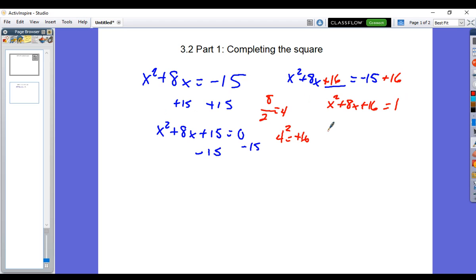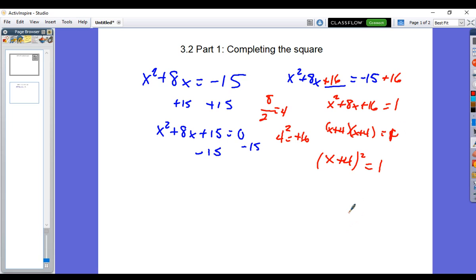Now when we factor this, what two things multiply to be x squared? X and x. What two numbers multiply to be a positive 16 and add to be 8? That's positive 4 and positive 4. So that means this is a perfect trinomial. When we put them together, we get x plus 4 quantity squared, because there's two of them, equals 1.